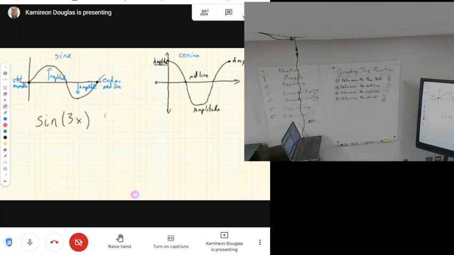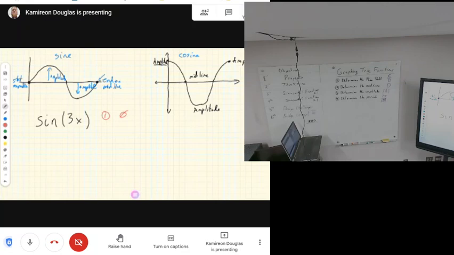Question 1. What's the phase shift? In other words, how much has it moved left or right? None. It is not moved left or right. The B value is a 1. The C value is a 0 since it's not there. 0 divided by 1 is 0, so there is no phase shift. There is no movement left or right.